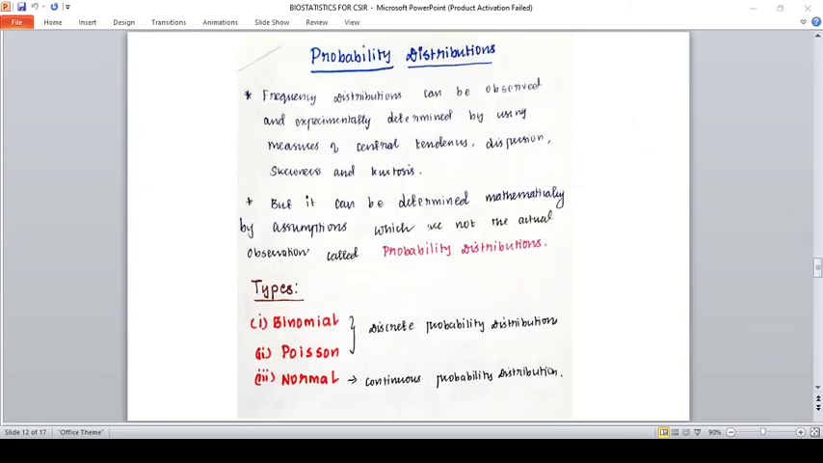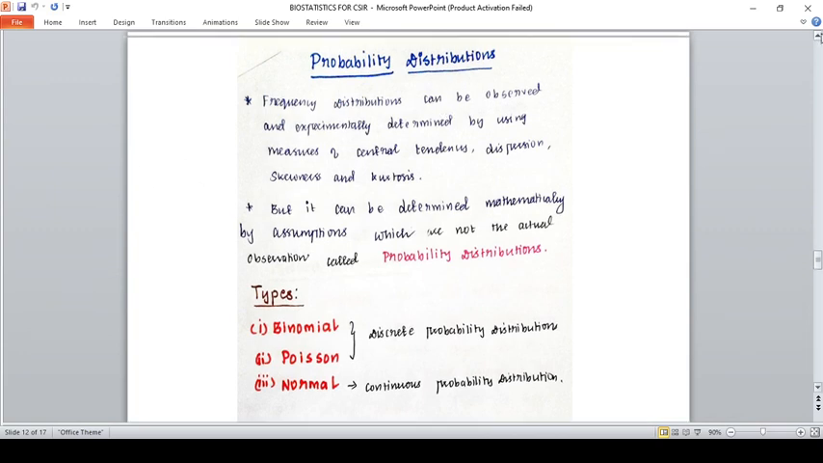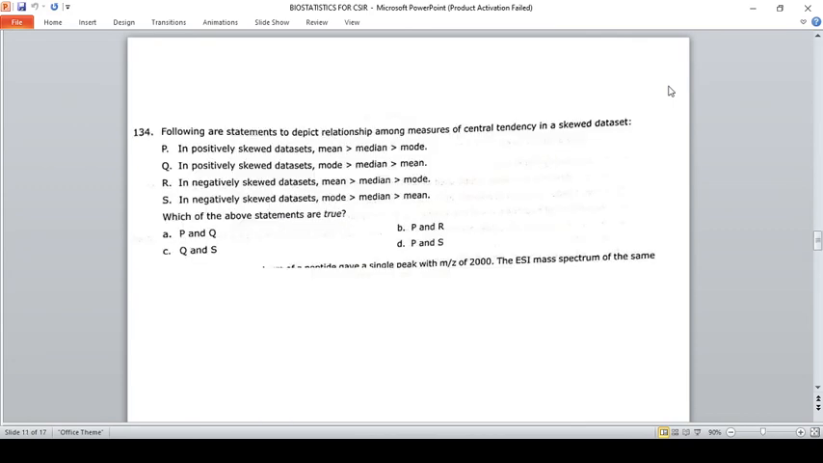Now, probability distribution. Probability distribution means the frequency of distribution can be observed and experimentally determined by using measures like central tendency, dispersion, skewness, and kurtosis. These are originally theoretical. Friends, I will take up probability distribution in my next video. Up to this point we have studied only skewness, and in my next video I'll upload the probability distribution.